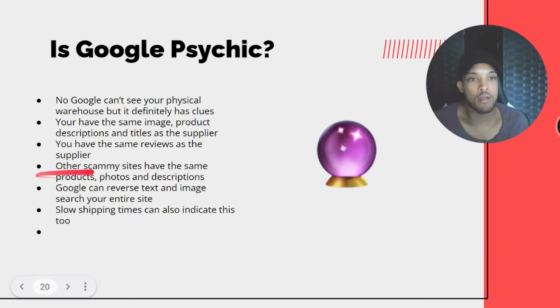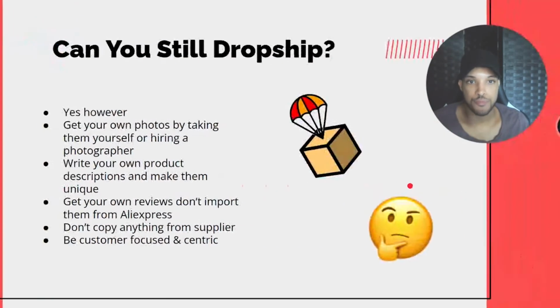And other scam sites could have the same products, photos, or whatever. So if that's you, you need to update all of these things, take it seriously. And you can still drop ship. Just buy one of your products, take custom photos, images, fill out the description for your target customer, sell. And Google can reverse image and text search. So that's the most important thing when actually building a business.